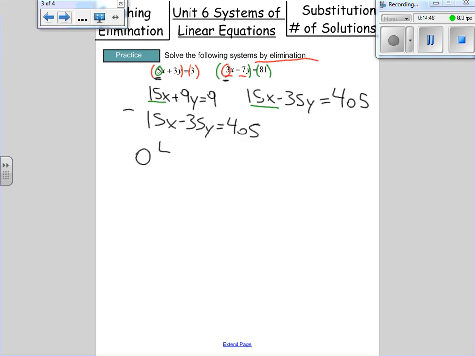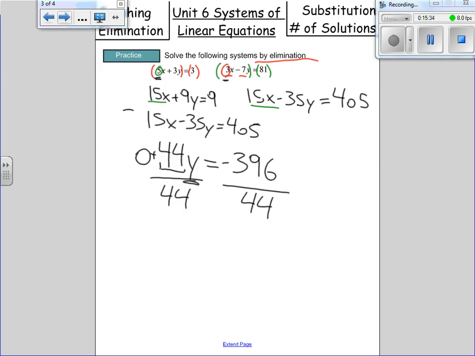What's 9 minus 405? You're close. Yeah, negative 396. How do you figure out y? Keith, what do we have to do to get y by itself? Close. We don't want to subtract. We want to get rid of this 44. How do we get rid of a 44 off of something? Division. So I divide both sides by 44. Meaning y is equal to what? Negative 9. Beautiful.